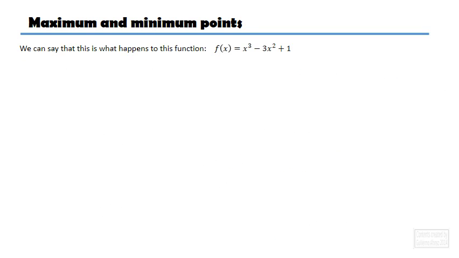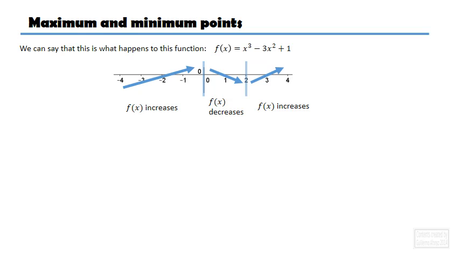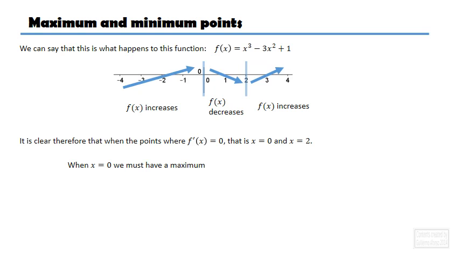Now, again, I have the function, and I've realized that this is what was going on. Between minus infinity and 0, it was growing, then it was becoming smaller, and then it was growing again. We say that f of x increases, then decreases, and then increases again. Now, it is clear that when the derivative is 0, we know that it's points x equals 0 and x equals 2. Those are the points where the slope is 0, or, which is the same thing, the derivative is 0. Now, by looking at this, I can realize, well, when x equals 0, it must be a maximum.